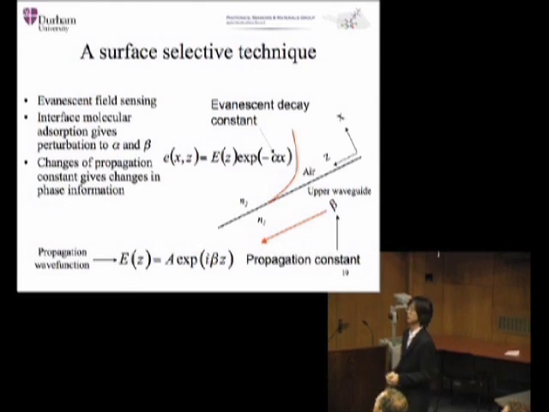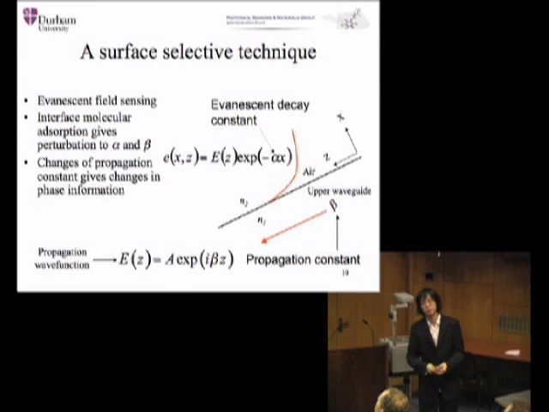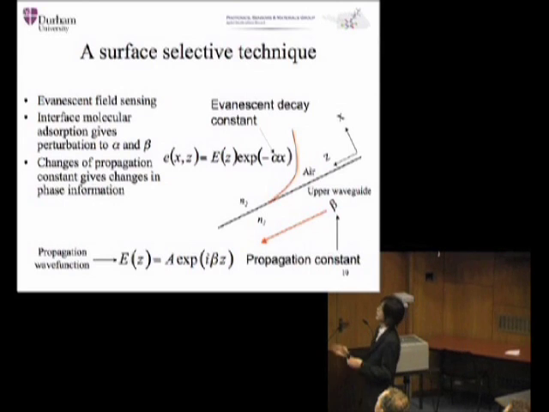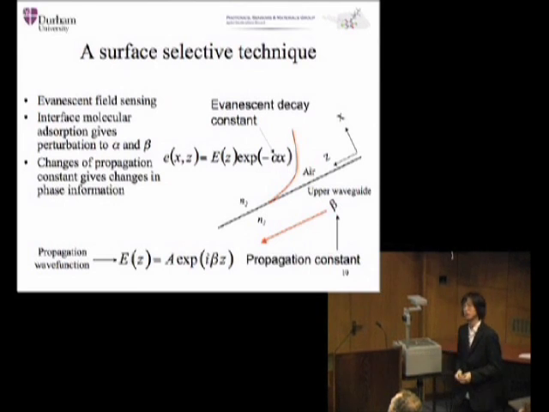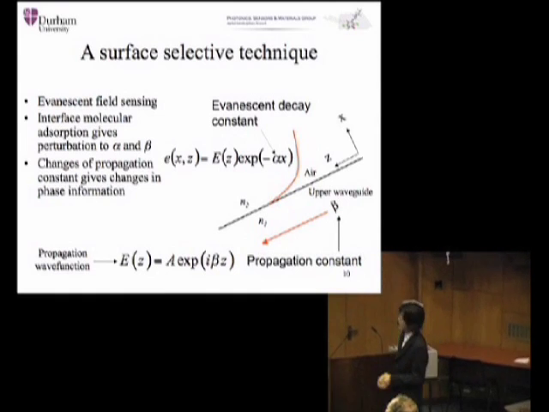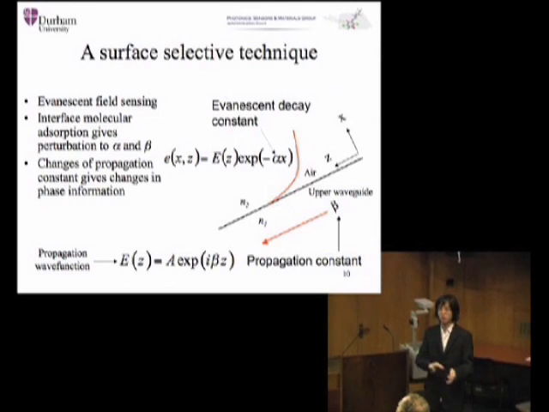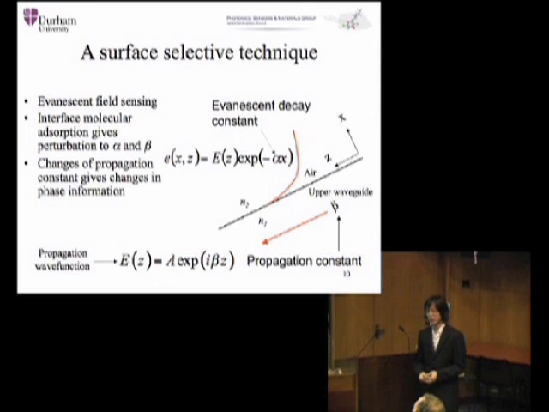And also the other part is for the transverse field distributions along the X direction. The interesting thing is that if you deposit any molecules on this interface, you're actually going to change the refractive index of the interface, which will then cause a perturbation to this decay constant alpha here, and also a perturbation to the propagation constant vector here. The changes of the propagation constant will then give changes to the phase information, which will eventually be revealed by the fringe pattern shift.